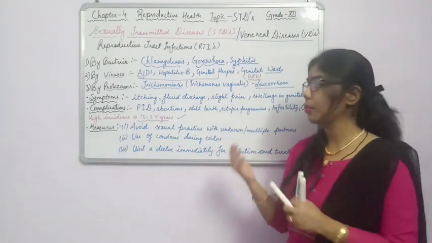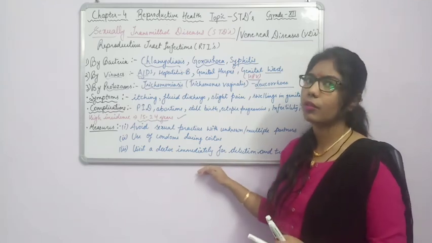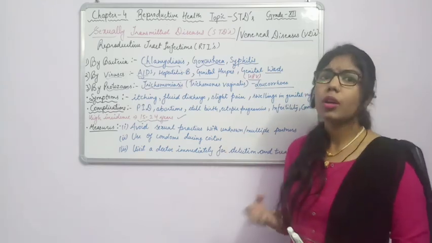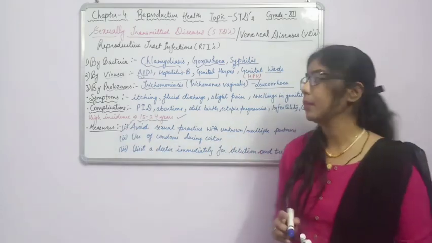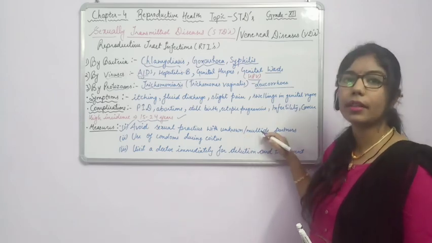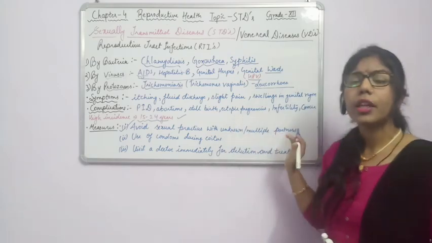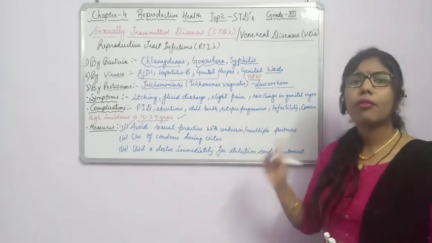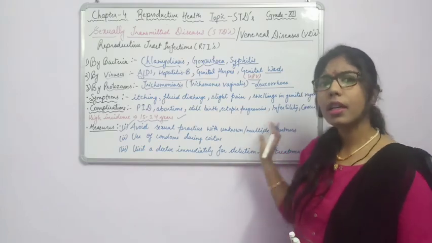Again, prevention is a must for these STDs. If we do not take care of prevention, what will happen? They will affect the body. The first prevention we must take is to avoid sexual practices with unknown or multiple partners. There should be no unknown partners, and no more than one partner. So sexual practices must be done only between known partners.